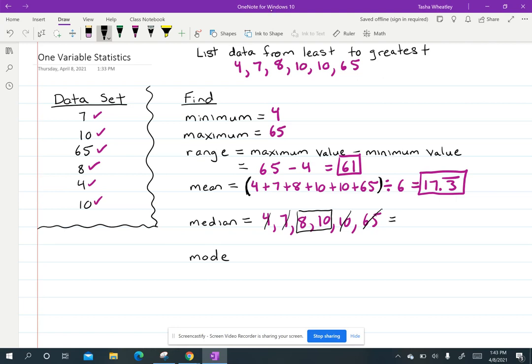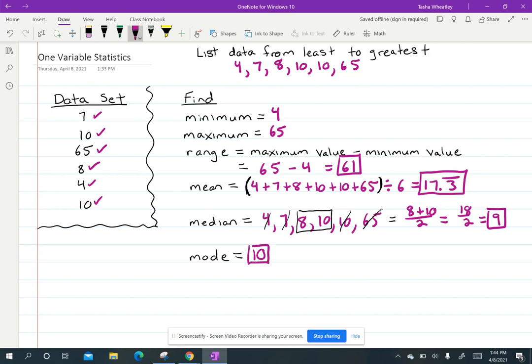Mathematically, how you figure that out is you add those 2 values together and then divide by 2. So basically, you're finding the average between them. If I simplify, I get 18 divided by 2, which equals 9. And then for the last one, mode is just the most occurring value. If I look in my data set, the most occurring number is 10. So that would be my mode.